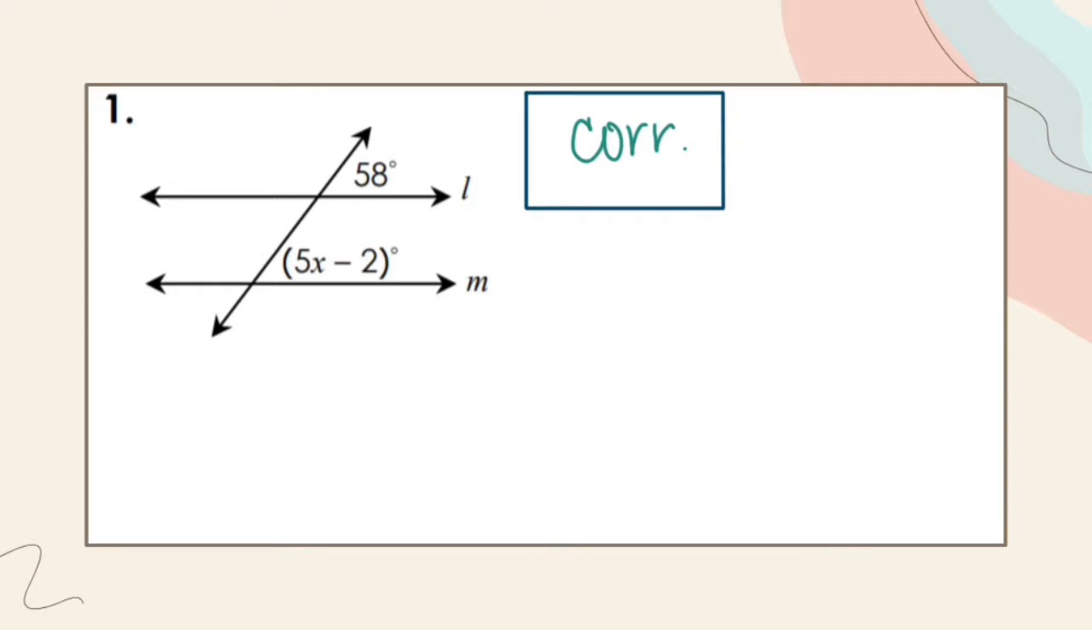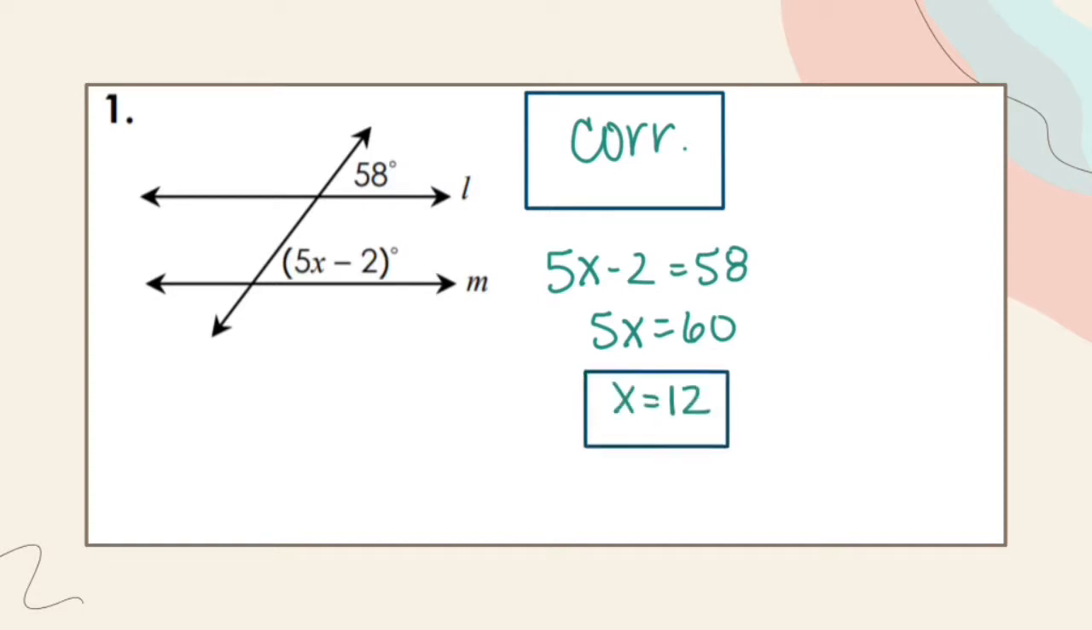If they're corresponding, that means they are congruent, and congruent means they're equal to each other. So we can assume that 5x minus 2 equals 58, which means 5x equals 60 and x equals 12. And that's it for number 1.